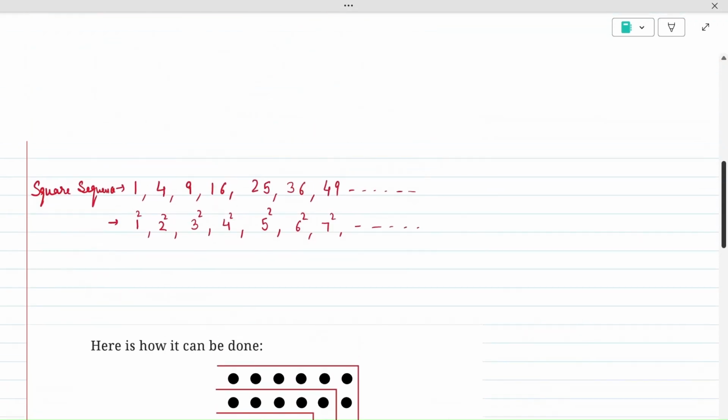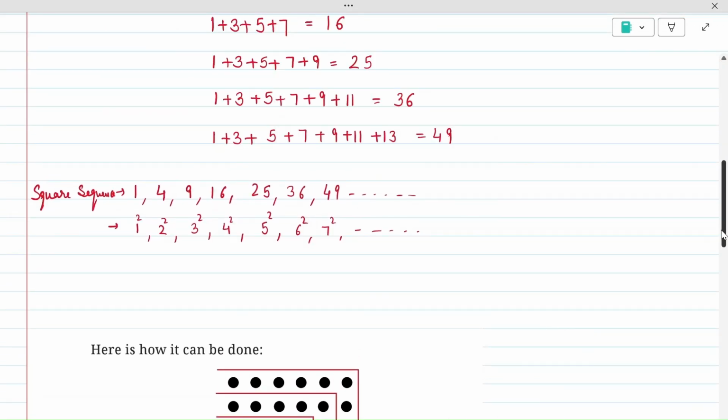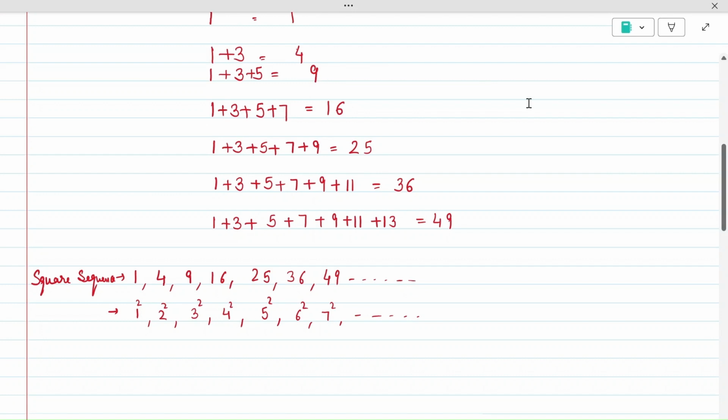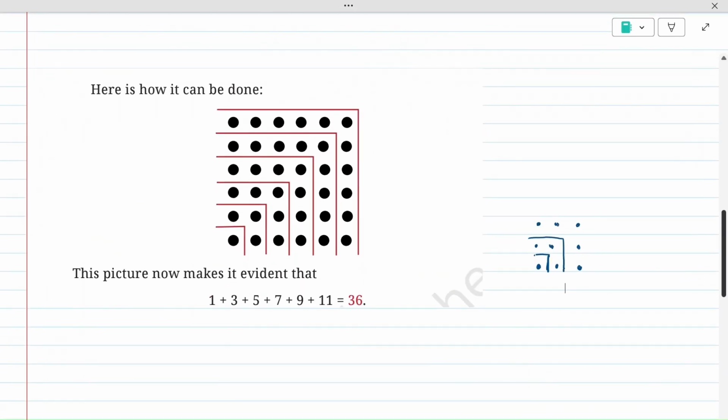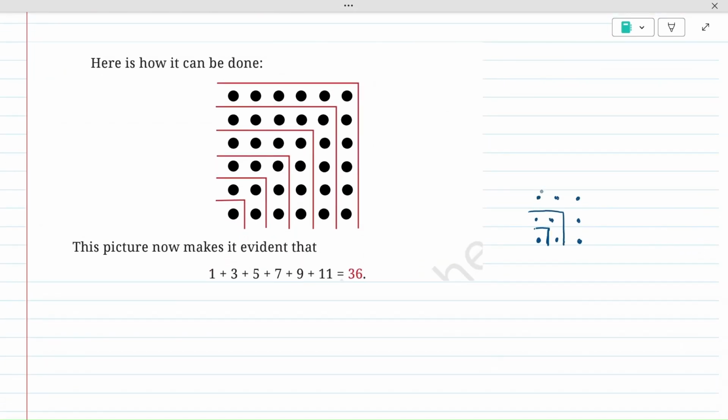Yeah, we can check this also. We did 1 plus 3 plus 5 and we got 9. So that means we got a square of 9 dots: 1, 2, 3, 4, 5, 6, 7, 8, 9. And we can move further. Now we can add 7 to it. How? We will do like this: 1, 2, 3, 4, 5, 6, 7. So when we are adding 7 to it, we will get the next square, that is the square of 16.